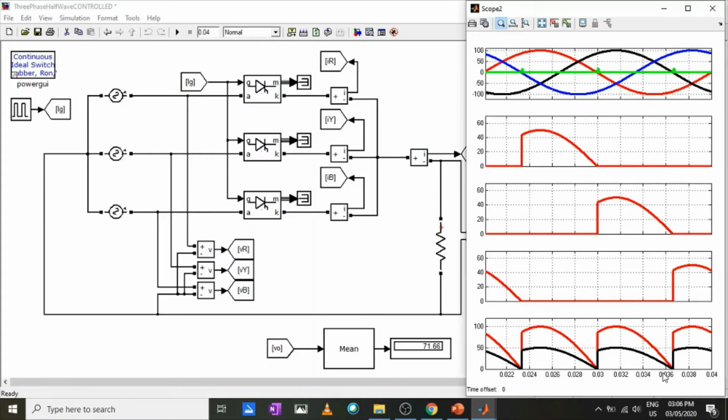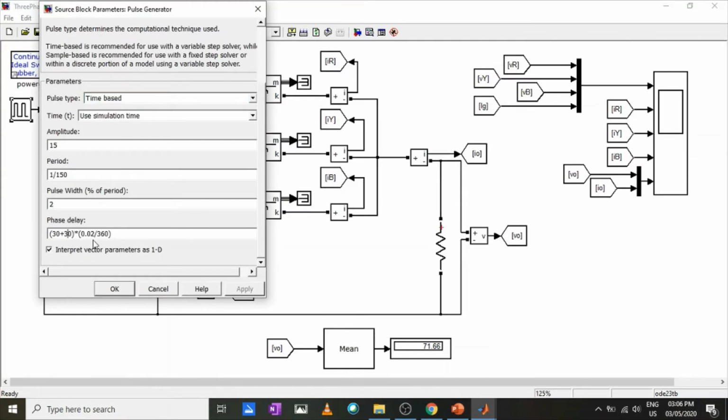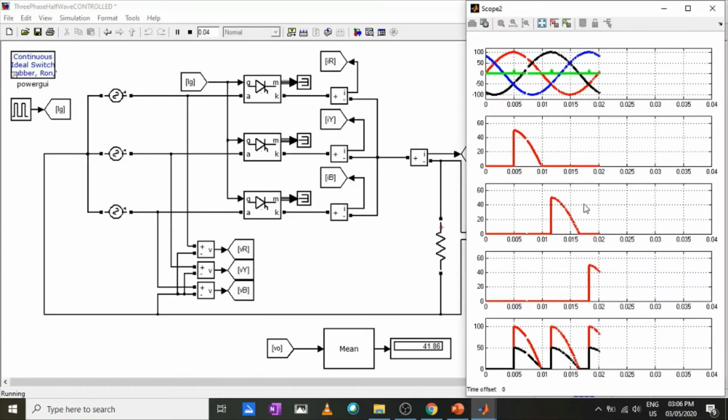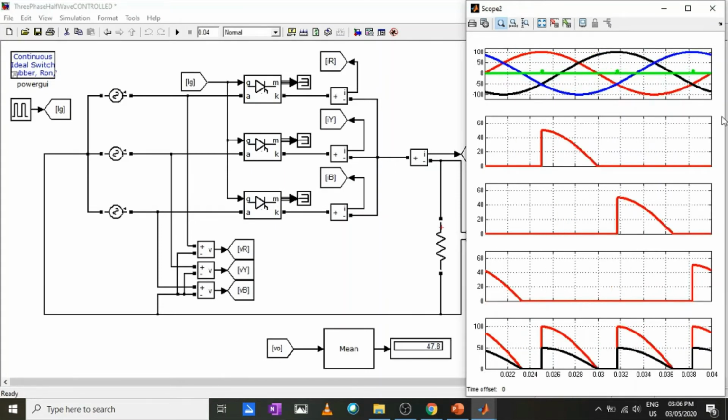Let's prove the hypothesis by applying 60 degrees firing angle. According to the simulation results, the hypothesis is successfully verified since the output voltage and current waveforms have discontinuous wave shapes. Other than that, we can also see that the firing angle has shortened the conduction angle and therefore it reduces the average output voltage value.